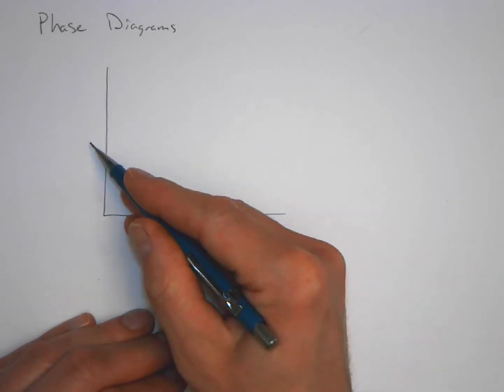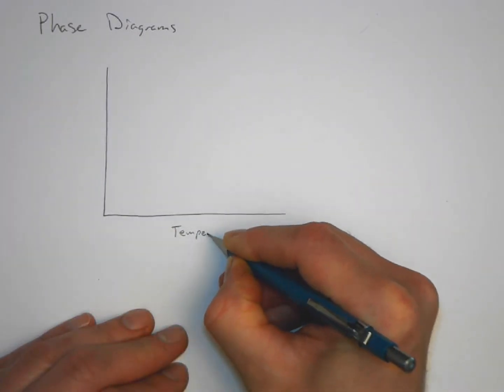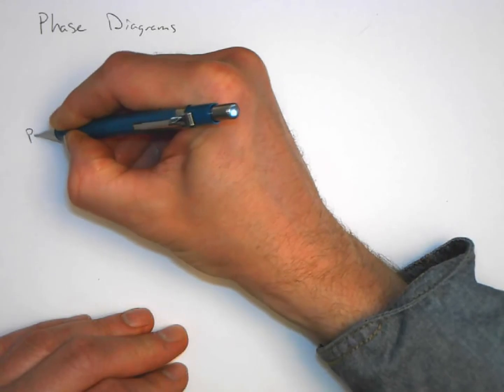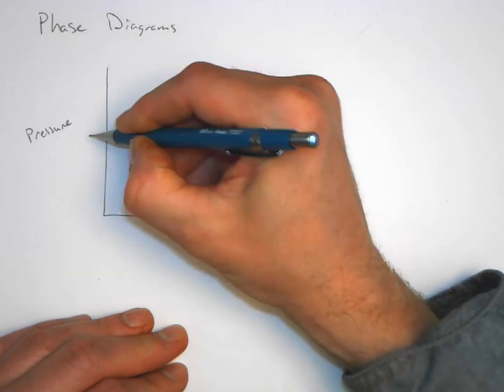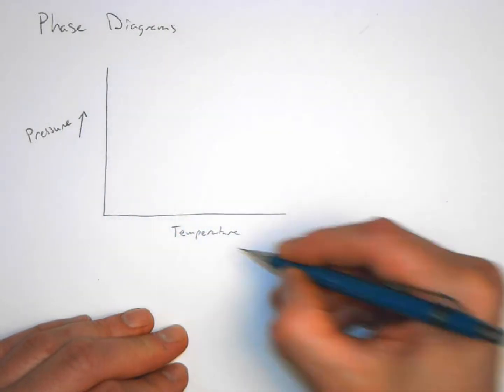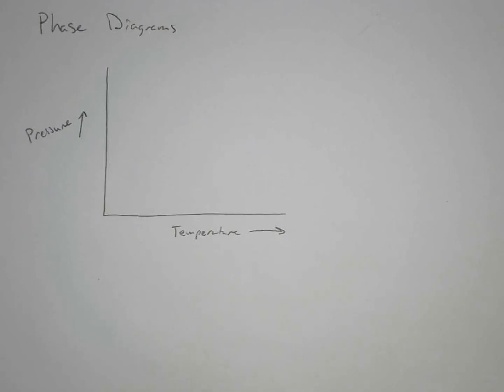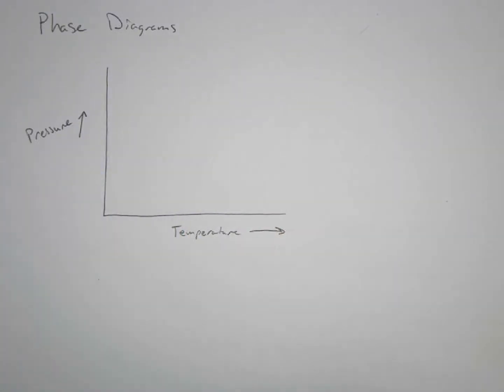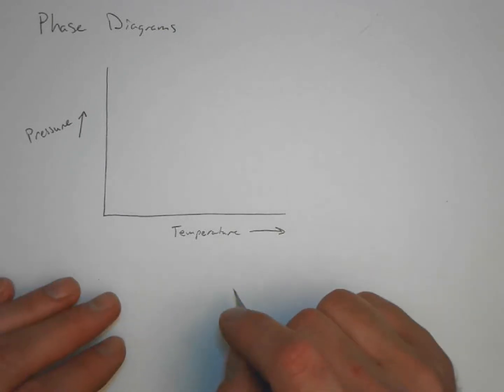We have pressure on one side and temperature on the other axis. So pressure is going up as we go from here, and temperature is going up as we go that direction. What a phase diagram is, it tells you what the phase is at a particular pressure and temperature for a given substance. We'll just draw a generic phase diagram so you can see what the various points and lines might be.